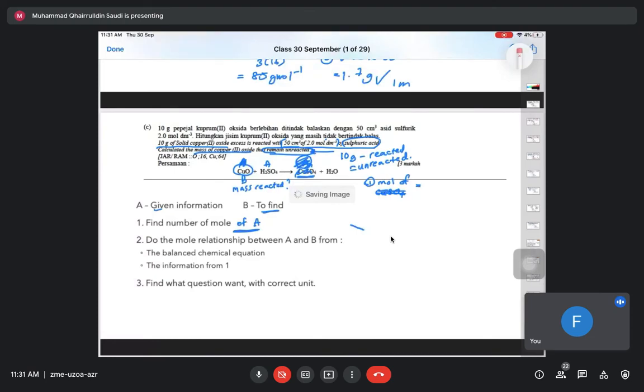Sulfuric acid is given. So, sulfuric acid is in solid, liquid or gas? Liquid. So, number of mole, nak cari number of mole untuk liquid, formula dia adalah MV over 1000. So, letak 2.0 times 50 divided by 1000. And the answer is 0.1 mole. Good, 0.1 mole.